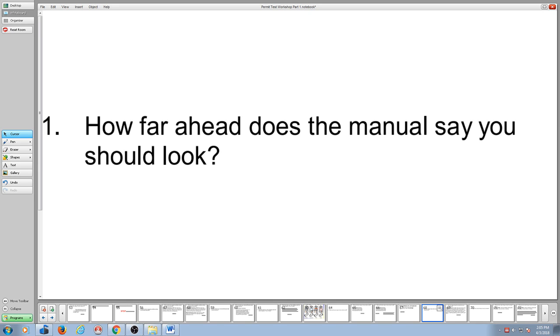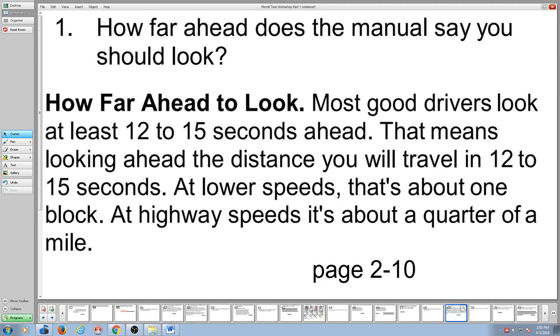How far ahead does the manual say you should look? 12 to 15 seconds. Oh, yeah, okay. 12 to 15 seconds ahead. That means looking ahead the distance you will travel in 12 to 15 seconds. At lower speeds, that's about 1 block. At higher speeds, it could be a quarter of a mile, it could be more, depending how fast you're going.